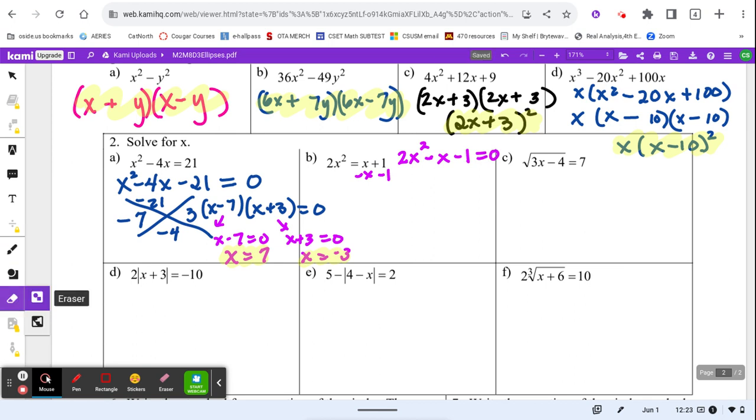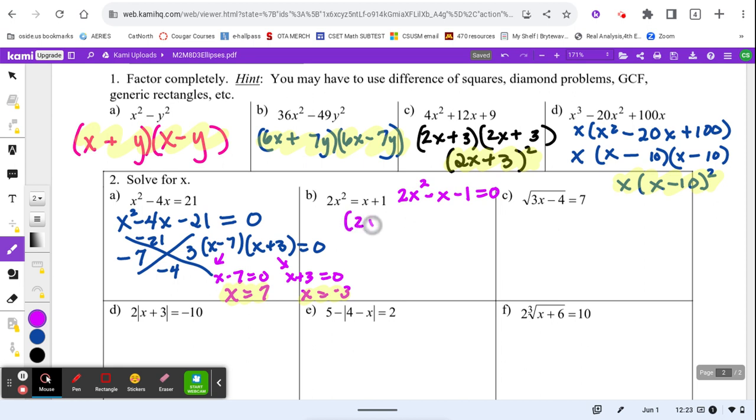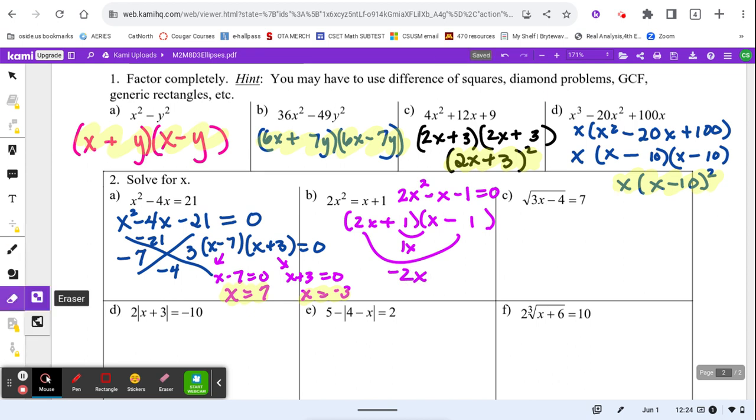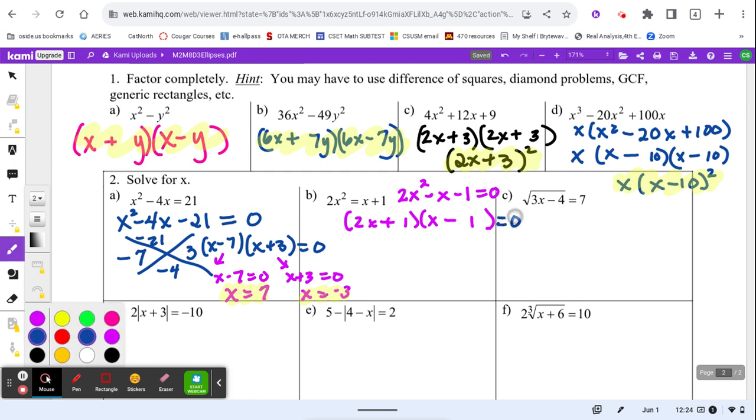And then again, we want to try factoring as our method, or else we can do the quadratic formula if not. But if I try to factor this, I know that 2x times x makes my 2x squared. And I know that 1 times 1 makes my 1 at the back. But I need it to be a negative 1. So I need it to be a positive times a negative. This would make 1x. This would make negative 2x. 1 minus 2 is negative 1x in the middle. So I have correctly gotten my factors. I could fully FOIL this to make sure. I set each factor equal to 0 and solve.